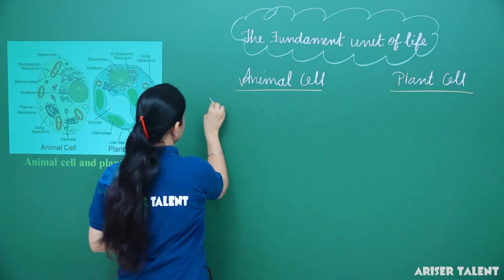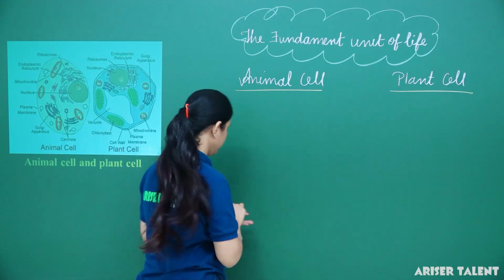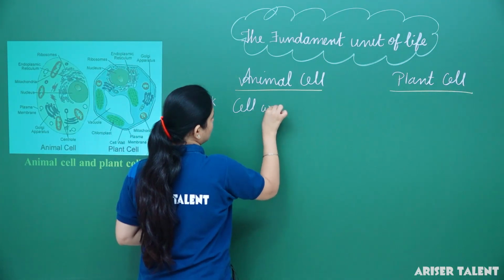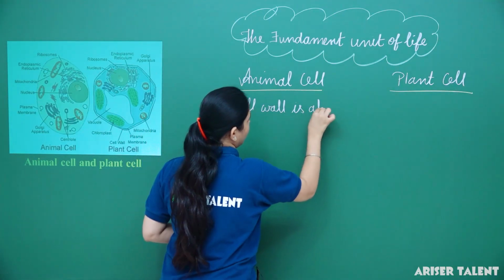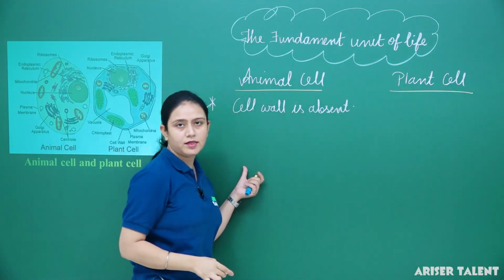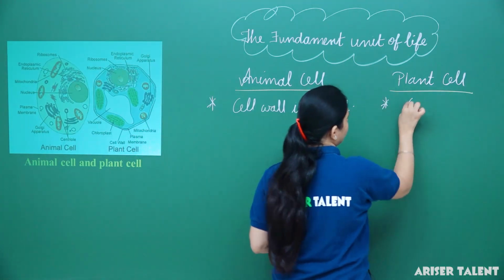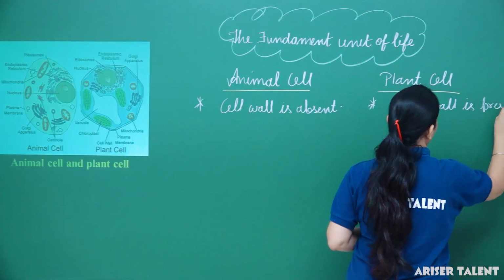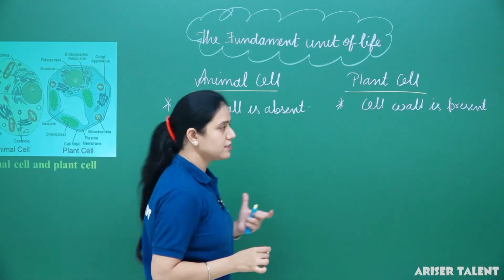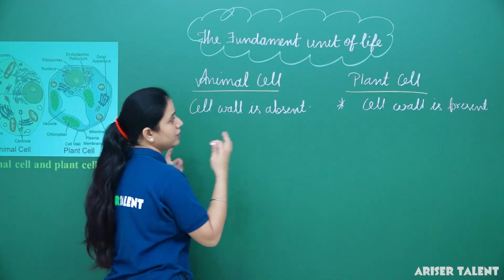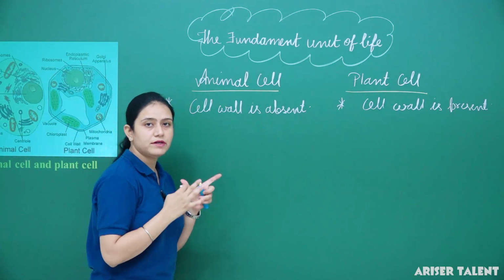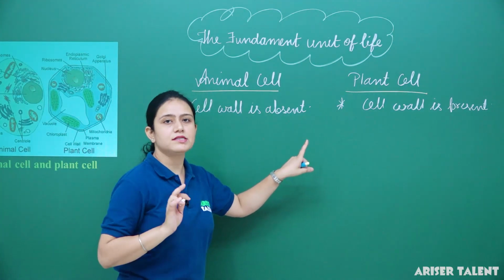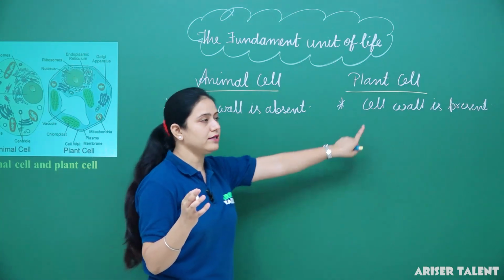What was the first difference? The first difference was based on cell wall. So here we can mention cell wall is absent in animal cell, but in the plant cell, cell wall is present. What kind of cell wall is it? It is thick and rigid cell wall. Okay, and in both the cells, animal cell and plant cell, plasma membrane is present, but the difference is that in the plant cell, plasma membrane is covered with the thick rigid membrane that is known as cell wall.